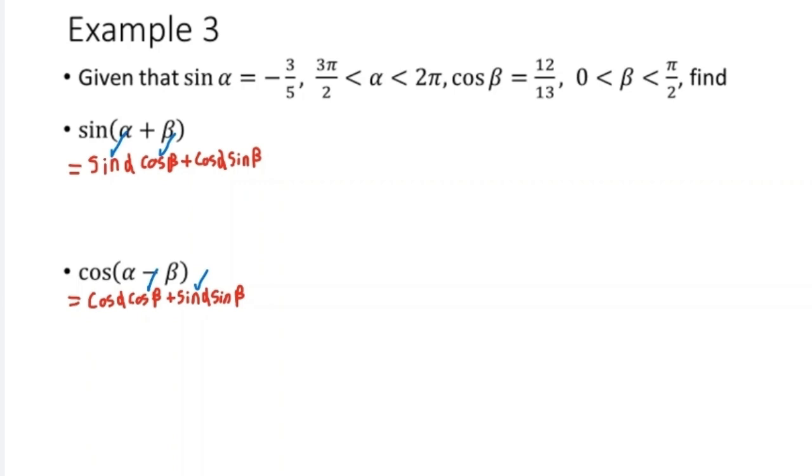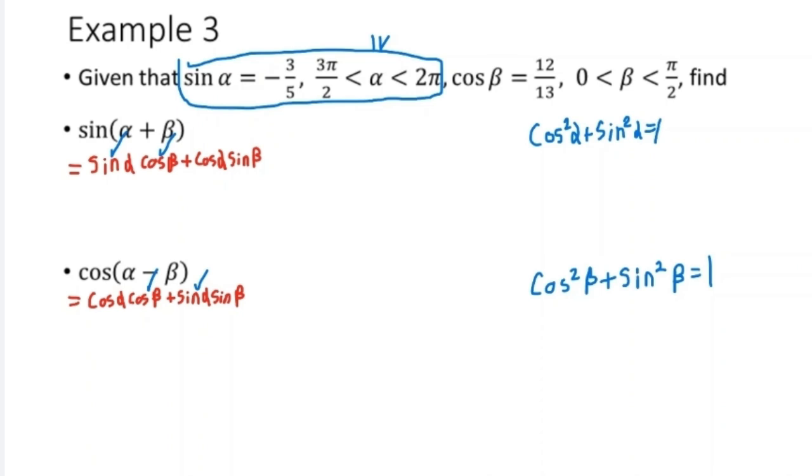Well, if we think about the fact that we're given that sine alpha is negative 3 over 5, and we know alpha is between 3 pi over 2 and 2 pi, which is in quadrant 4, we can use the Pythagorean identity to help us to figure out cosine alpha. From the Pythagorean identity, we have that cosine squared alpha plus sine squared alpha equals 1, and while we're at it, cosine squared beta plus sine squared beta also equals 1.